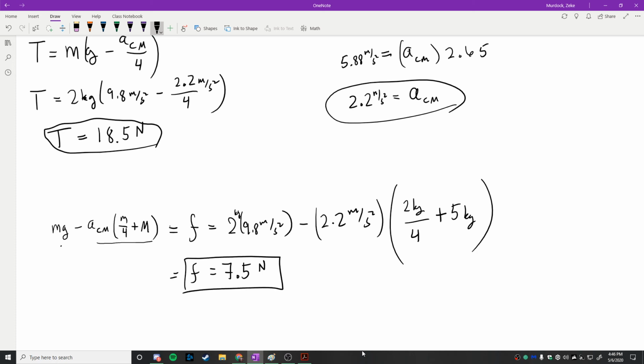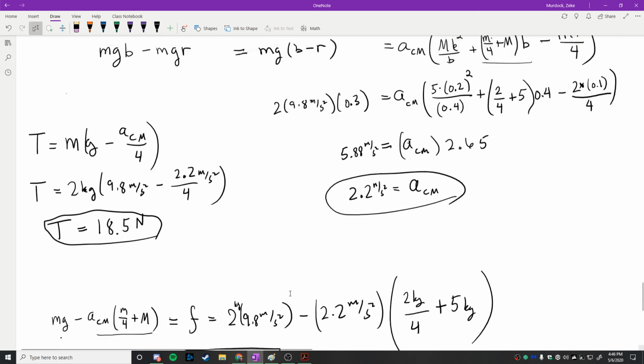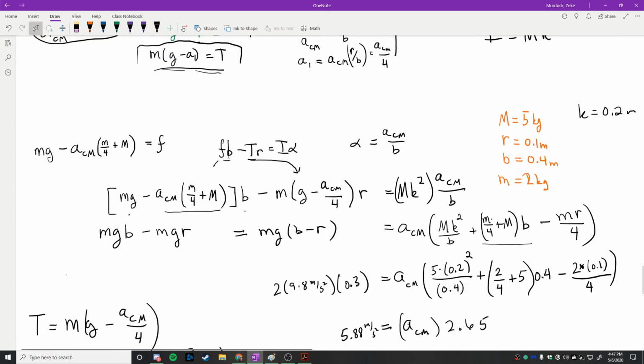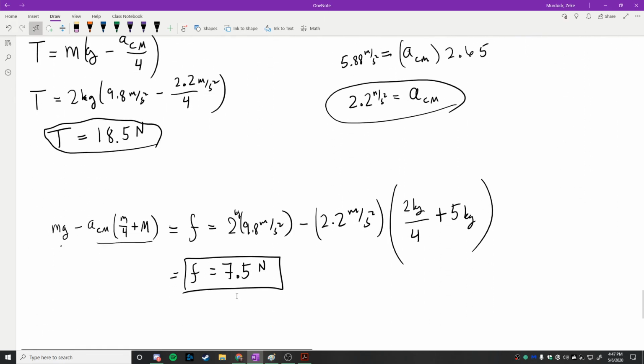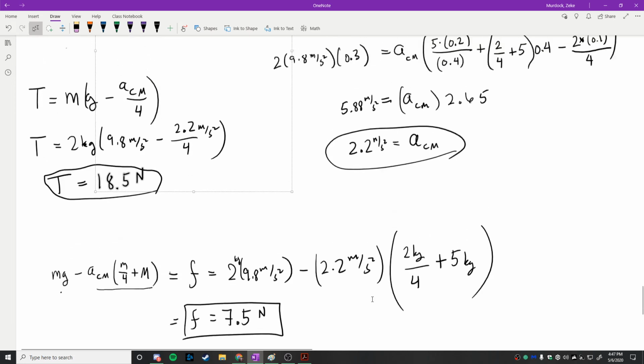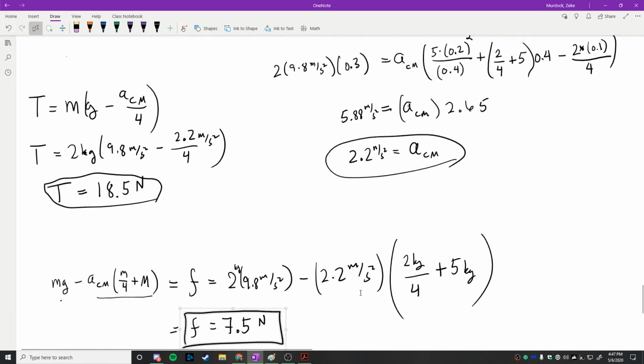But then to figure out which way it rolls, it was like this F times B minus T times R, keeping in mind that R is 0.1 and B is 0.2, the friction force would need to be 1/4 of this in order for it to roll the other way. So there we go. Negative 7.2? Did I make a mistake?